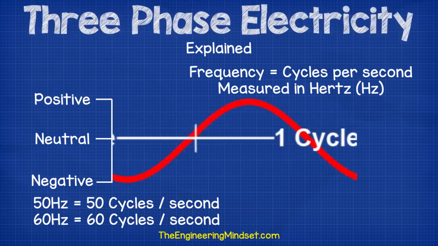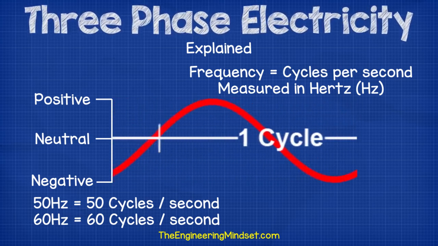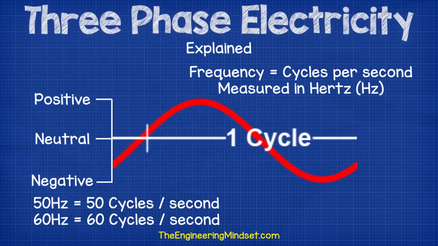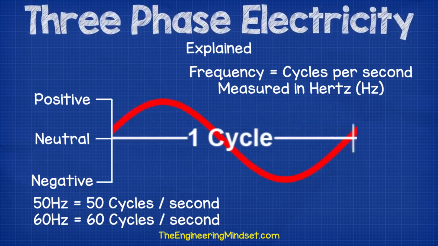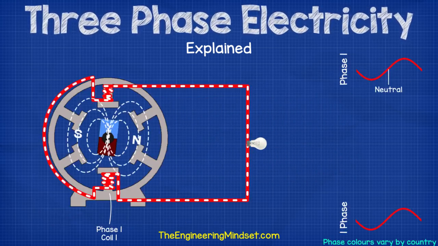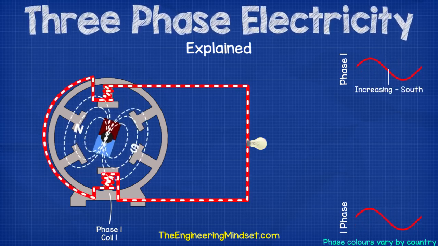So the direction of the current is therefore also changing 50 or 60 times per second. When it is written on electrical products, this is just telling the user what type of electricity the product should be connected to.